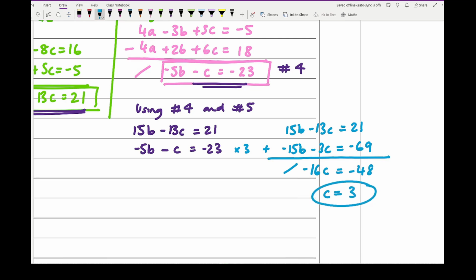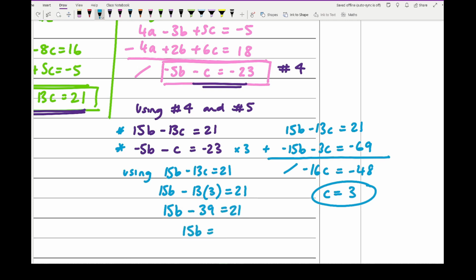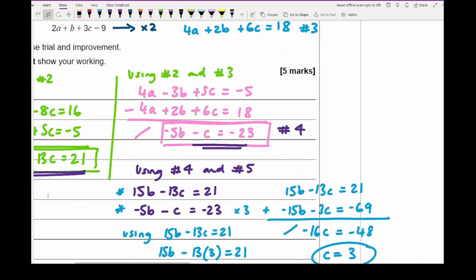Then using one of these equations, either this one here or this one here, I'm going to go for 15b minus 13c equals 21. We know that c equals 3, so I've got 15b minus 13 lots of 3 equals 21. 15b minus 39 equals 21. So 15b is going to equal 60. So b equals 4.